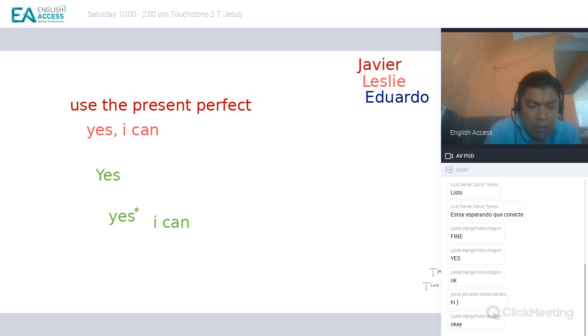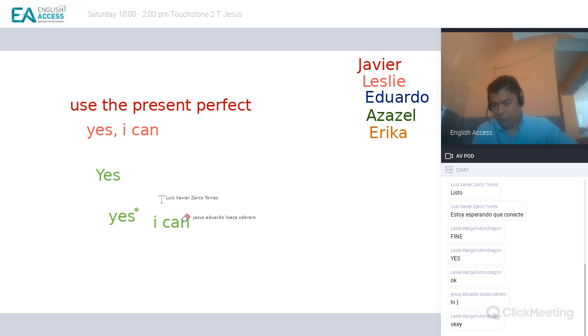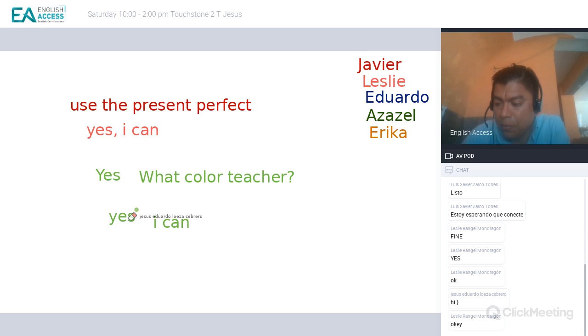If Azazel comes, he will be color green. And Erika. If Erika comes, she will be color yellow. Okay, so change your colors, please. So Javier red, Leslie pink, Eduardo blue, Azazel green, and Erika yellow.